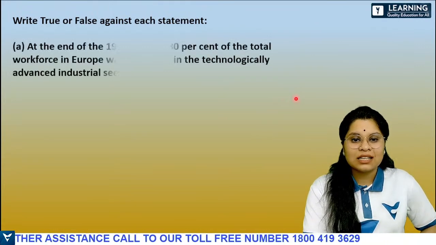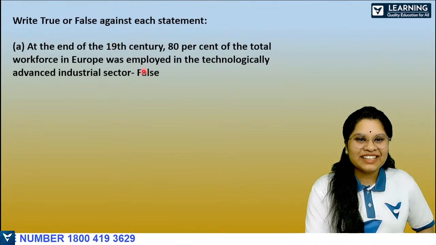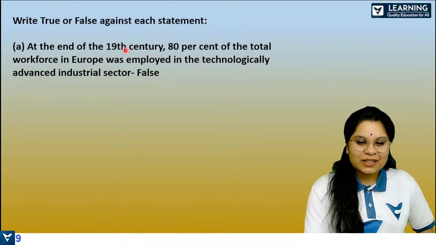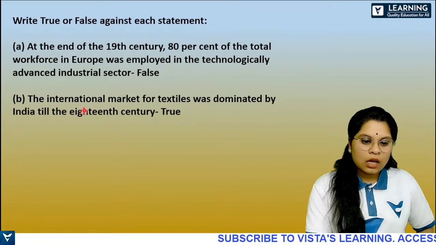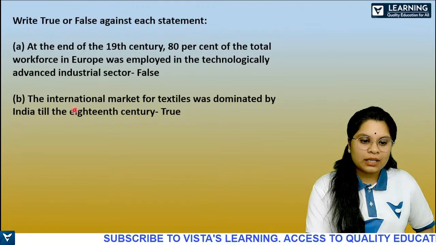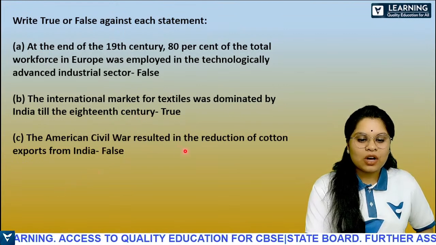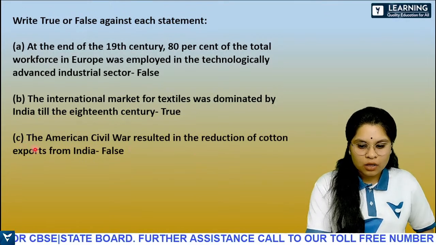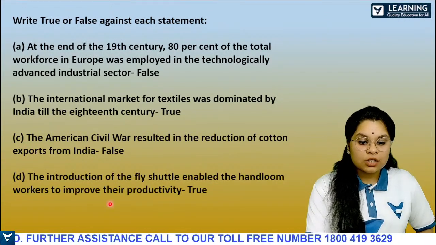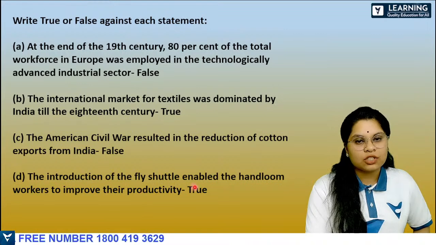True or false against each statement. At the end of the 19th century, 80% of the total workforce in Europe was employed in the technologically advanced industrial sector. That is false. The international market of textiles was dominated by India till the 18th century. True. The American Civil War resulted in the reduction of cotton exports from India. So it's obviously false. The last one: the introduction of the fly shuttle enabled the handloom workers to improve their productivity, which is true.